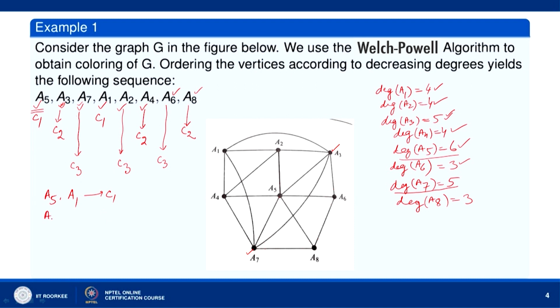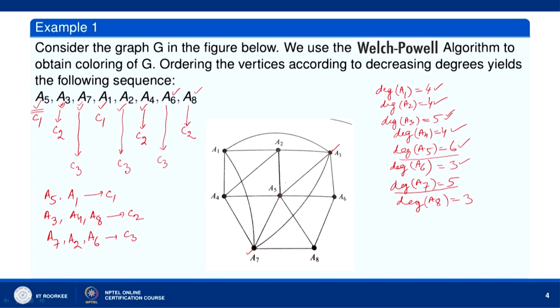A3, and then A4 and then A8, they are colored with color C2, and then A7, A2, and then we have A6, they are colored with color C3. So, 3 colors are used to color all the vertices of this graph, and let us now find the minimum number of colors to paint this graph.